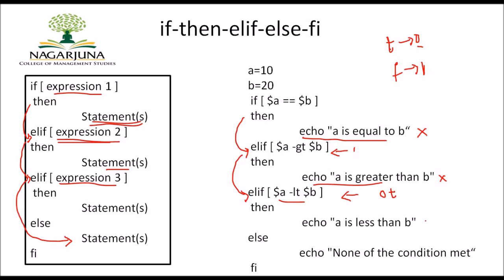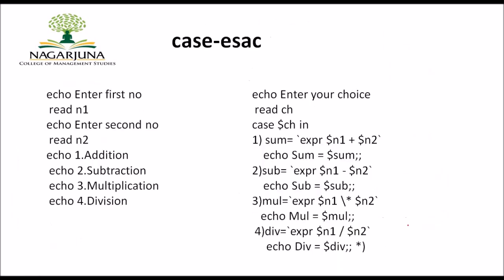Then this particular statement will be executed, stating that a is less than b, and this will be the output. a is less than b will be your output. So this is how the if then elif statement will be executed. Moving on to the next branching statement, we have the case statement.